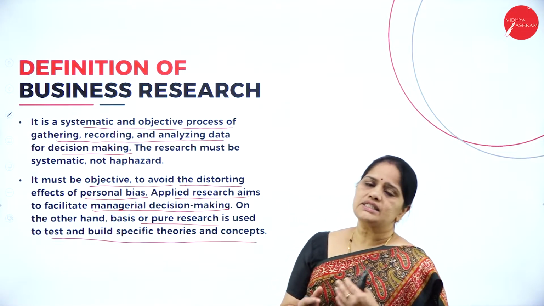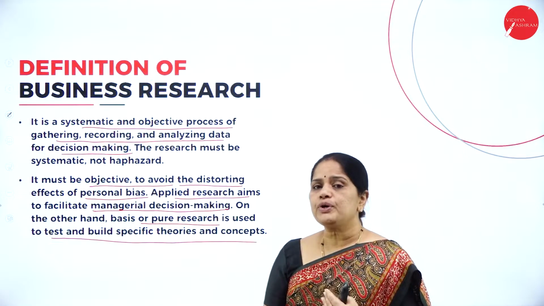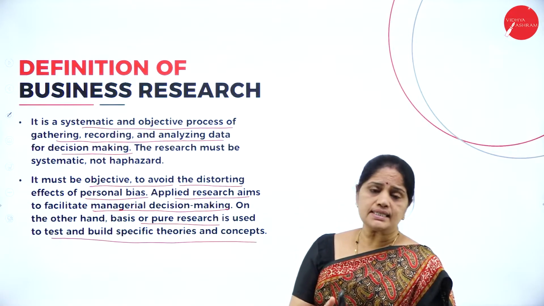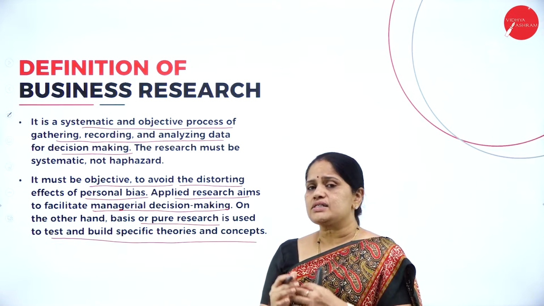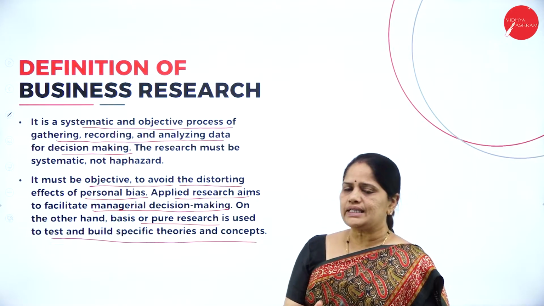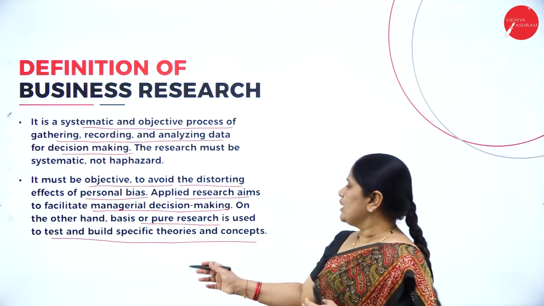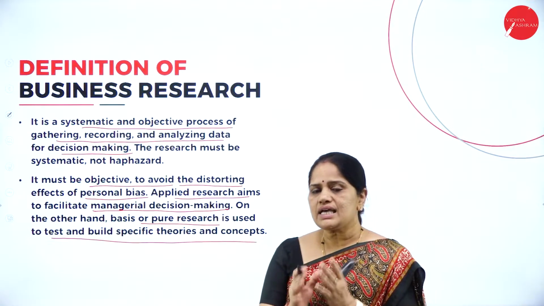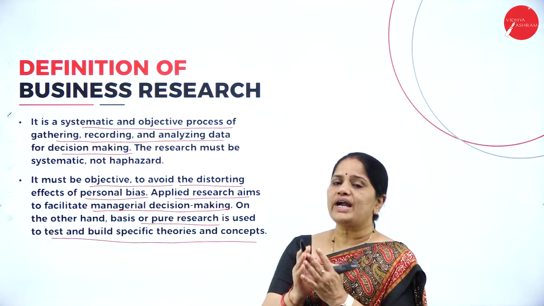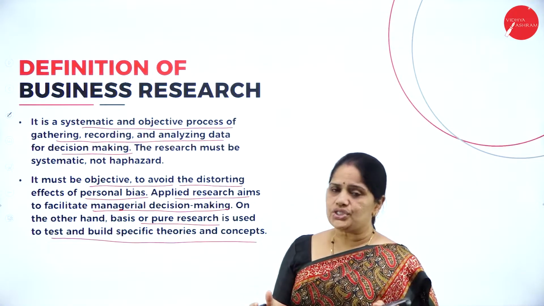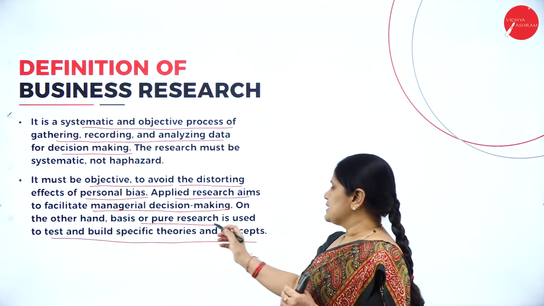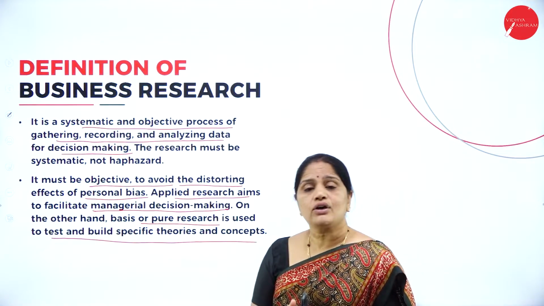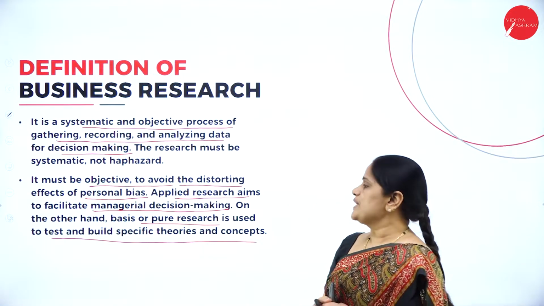But there are researches going on in the pure sciences, or suppose you want to find a remedy for a certain disease. So, what are the findings, what is the research which is undergoing there? That we call pure or basic research. That is scientific research going on to find new discoveries and new inventions. Those we call pure research, and research which helps in decision making of the business, we call business research.